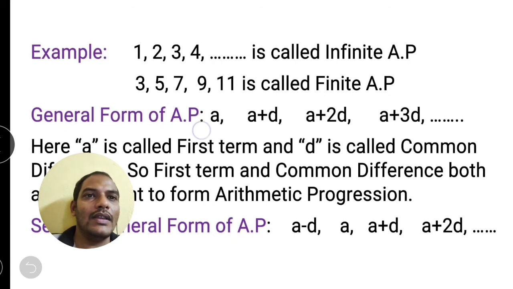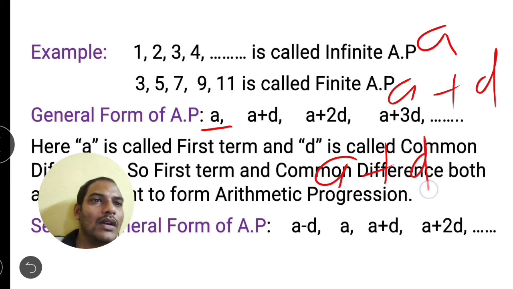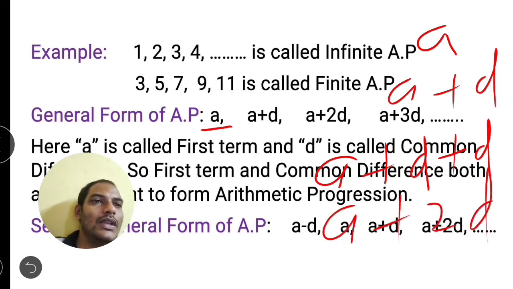So a is the first term, a. To continue the arithmetic progression, we need to add the fixed number to the preceding. So the fixed number is d. Then you will get a plus d. Next, similarly, the third term. To get the third term, what we have to do? Second term add the common difference. So a plus d plus d is a plus 2d.